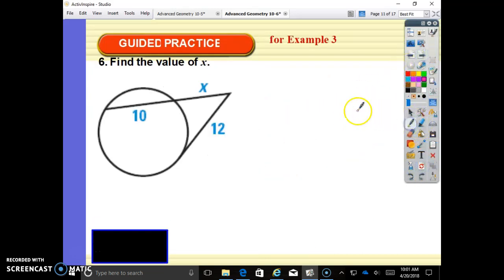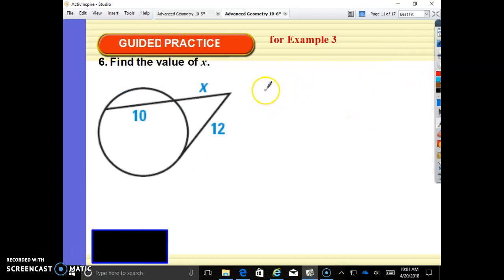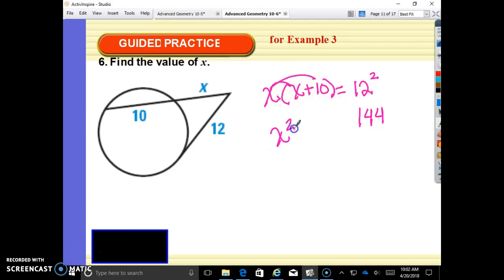All right, outside times whole equals outside times whole. X times x plus 10 equals what? 12 times 12, or 12 squared, 144. X squared plus 10x equals 144. X squared plus 10x minus 144 equals 0.